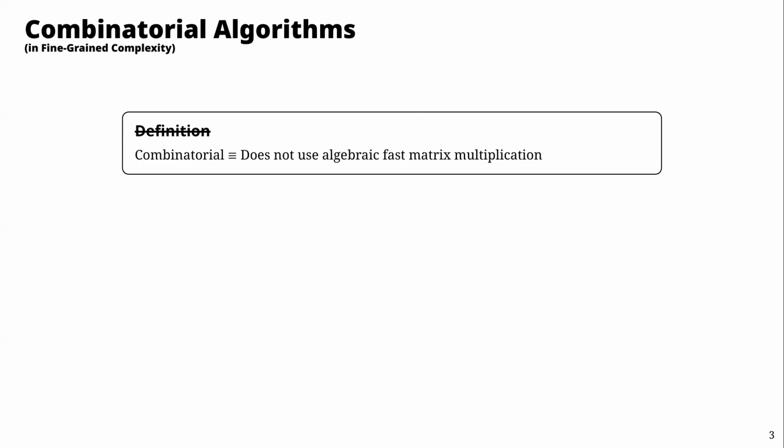I'm aware that this is a somewhat controversial topic, so let me be specific. Combinatorial algorithms in the context of fine-grained complexity, where we vaguely understand that an algorithm is considered combinatorial if it does not use algebraic fast matrix multiplication. Of course, this is not a formal definition, and actually, coming up with a proper formal definition here might also be a very interesting question.